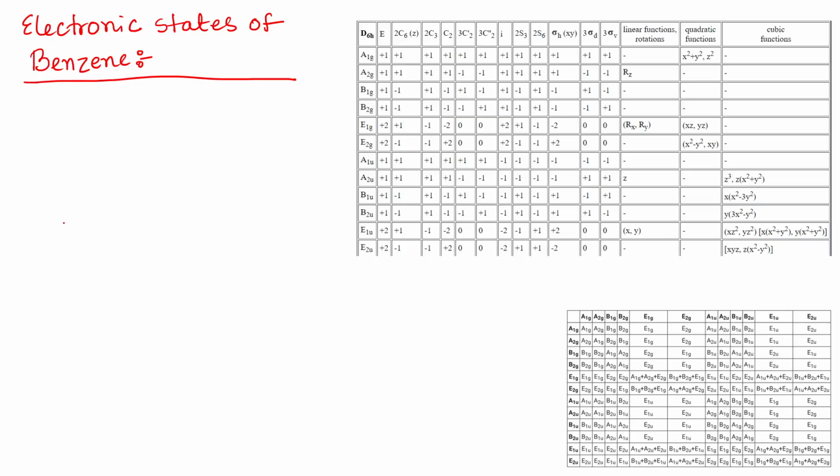So the pi electrons we have to think about. Maybe I can draw. The first pi orbital looks like this. All of them are pz orbitals, where z is coming towards us. We are looking from the top. So this is one pz orbital, then this, then this. All six pz orbitals are there, and here three of them are of different phase.